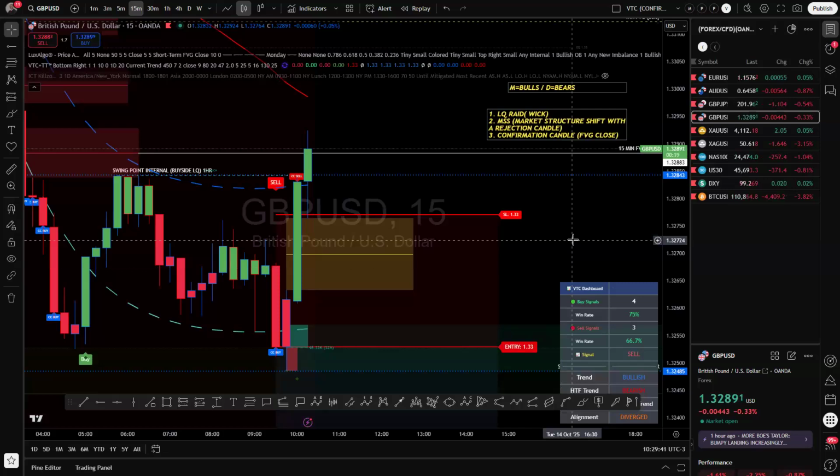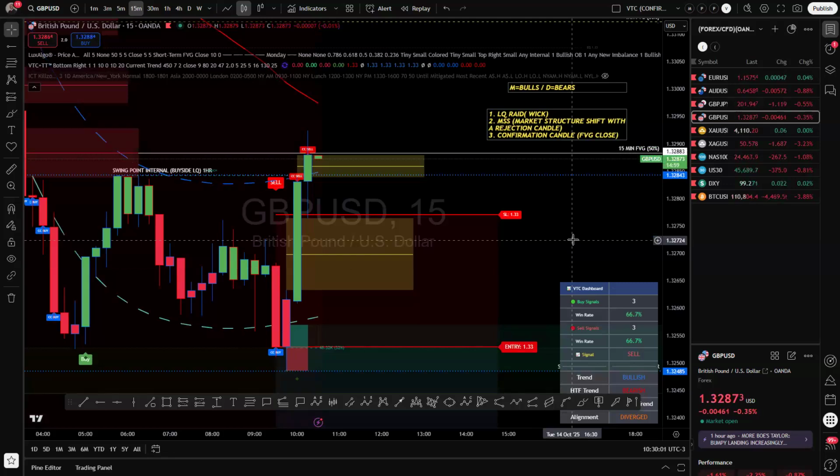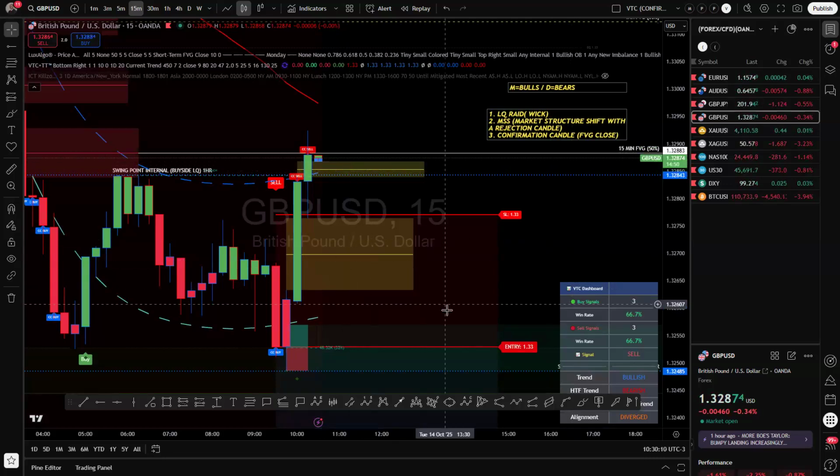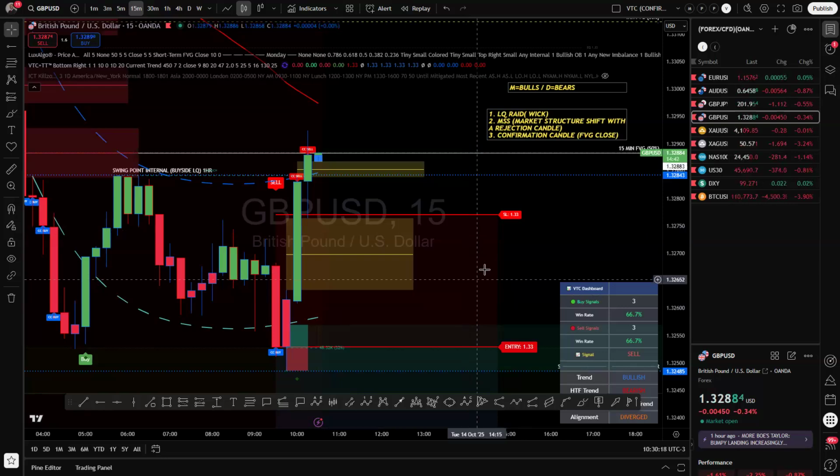We have about 10 seconds. Three, two, one. So we closed with some strength as well, and the imbalance. So we'll see what happens here.